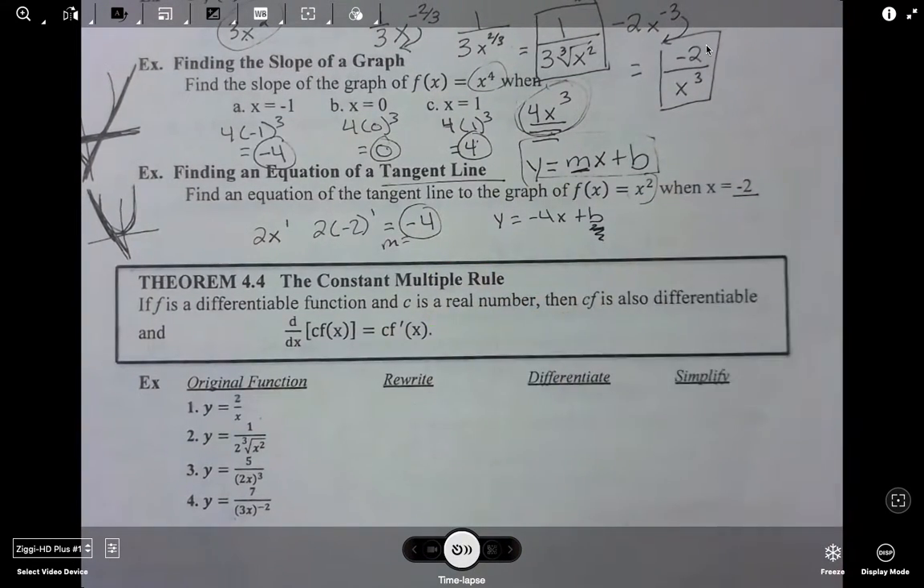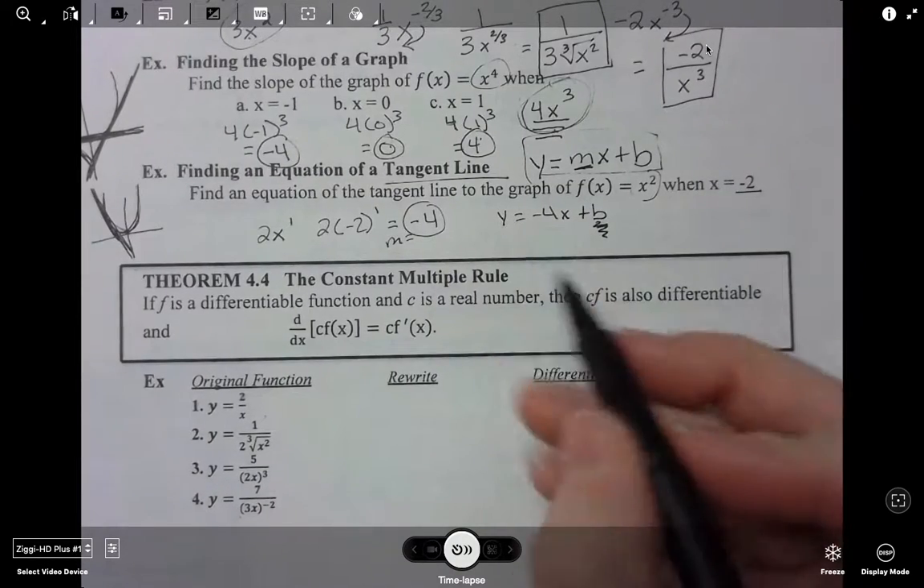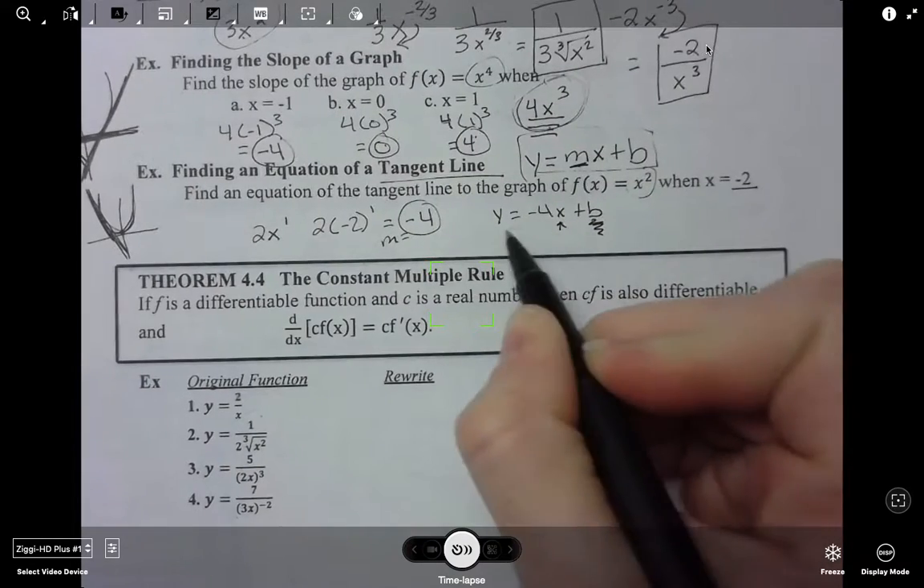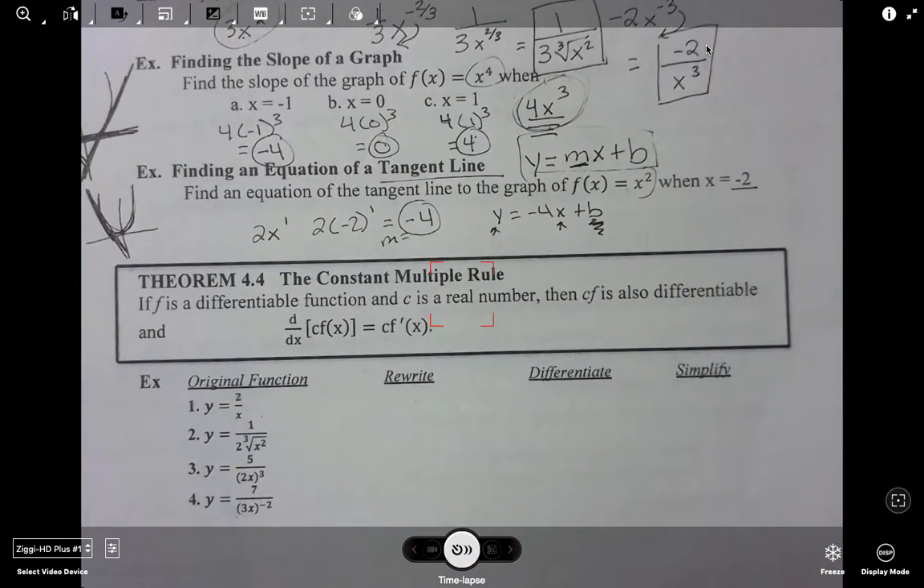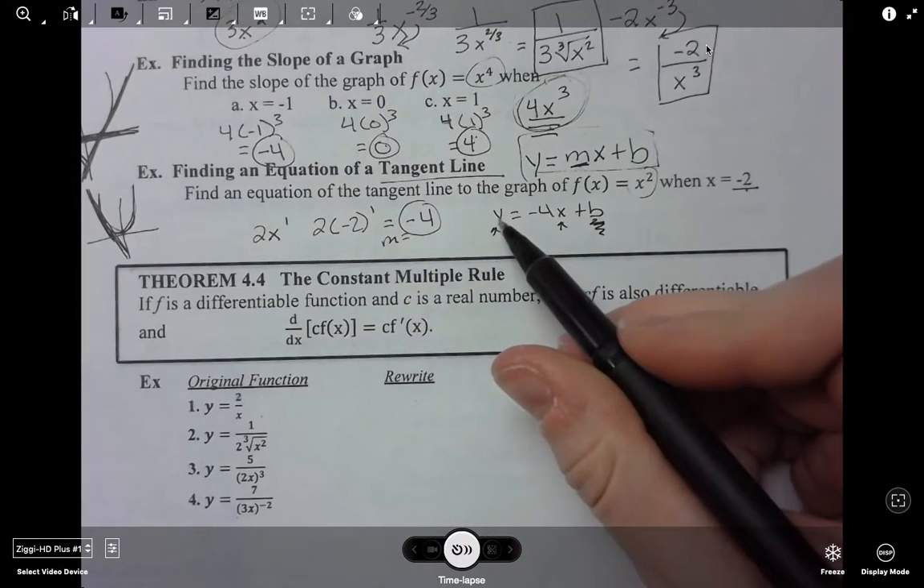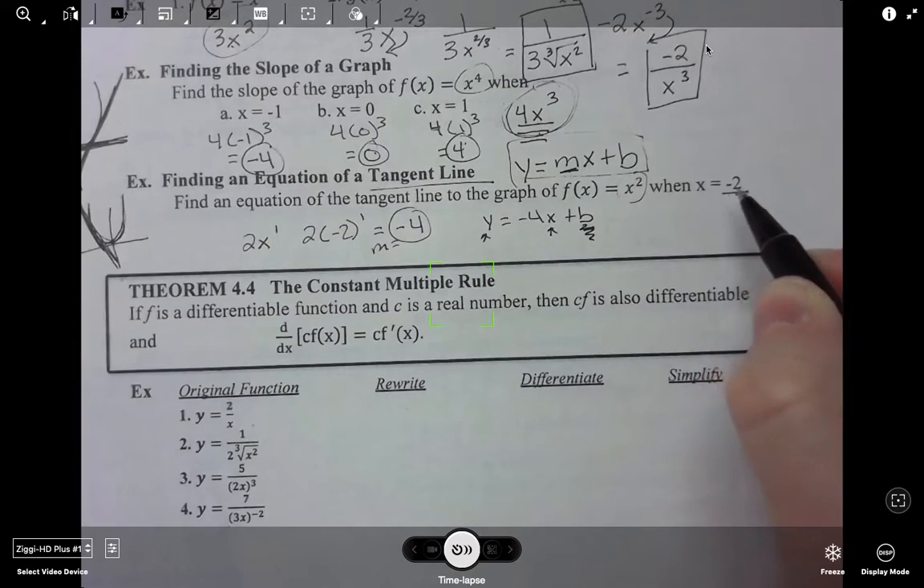And now I just have to find b. We've done problems like this before, way back in chapter P, where you're trying to write a linear function. To find b, you have to plug something in for x and something in for y. Well, I have something to plug in for x, but I don't have something to plug in for y. So we need to figure out what y I can plug in.